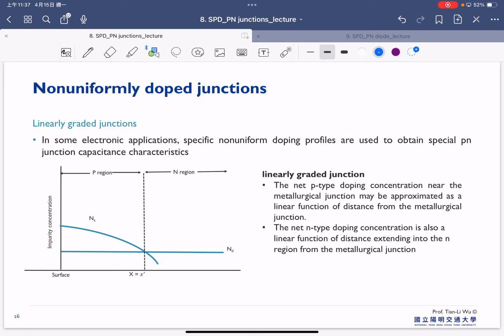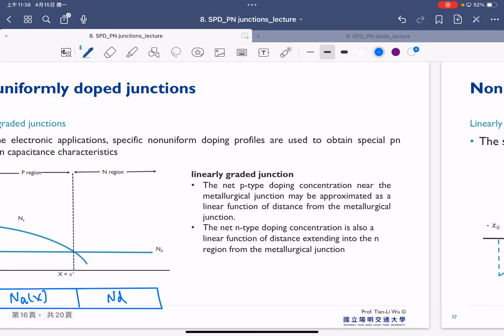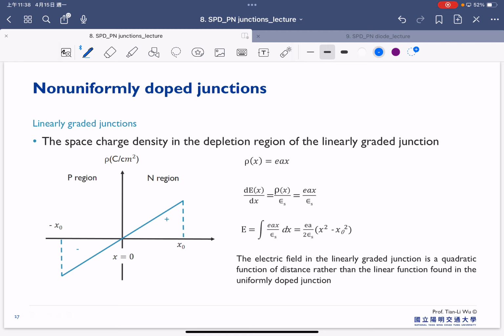In this junction, we have ND as a constant, but our NA is linear, depending on the junction depth here. So we have this special junction that people design for special applications. And for the further analysis, I will not do it again, but very simply, we still analyze the charge, apply the Poisson equation, do the integration, and then we can still obtain the electric field. So that's just for your information.